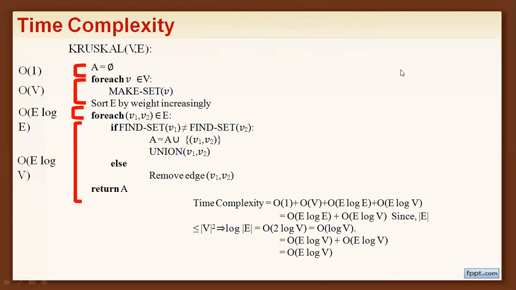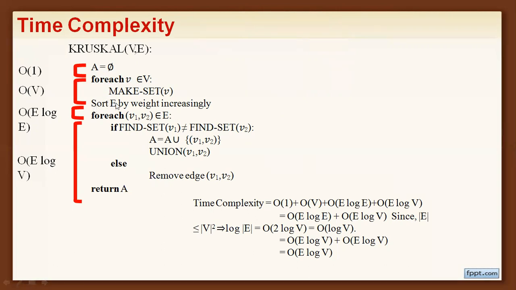Now we will see how to analyze the time complexity of Kruskal's algorithm. So this is the algorithm. In the algorithm, I assign 0 to the given graph, so this statement is executed only one time. And here we consider all the vertices, so we consider all the vertices n number of times. So the time complexity is order of V.